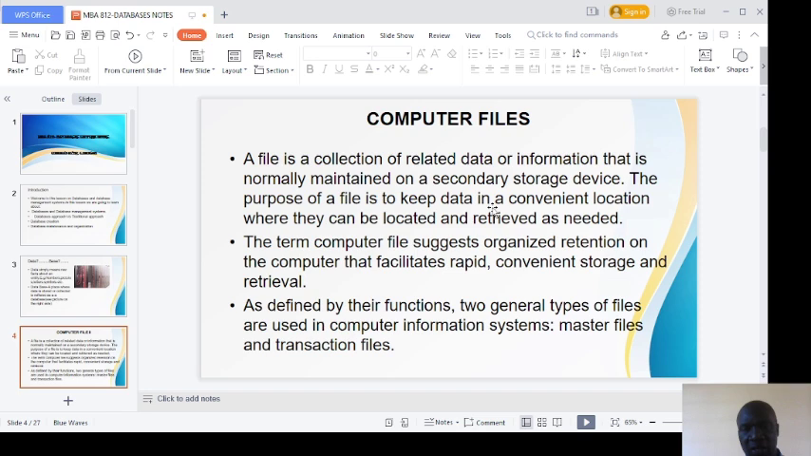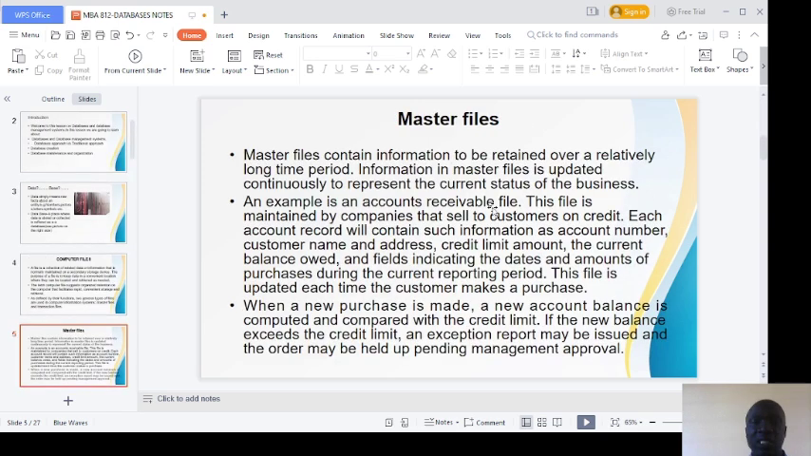Now, a master file has information that is supposed to be retained over a relatively, the keyword is relatively, long period of time. That's the master file. For example, when you are registering for your MBA, you did some entering of information, of data into the forms.